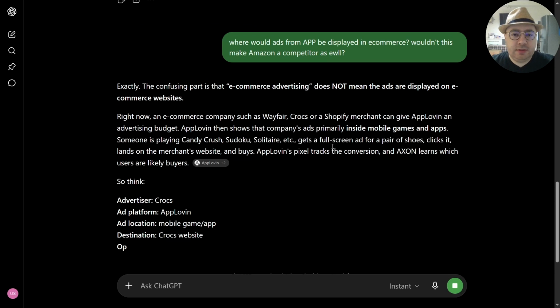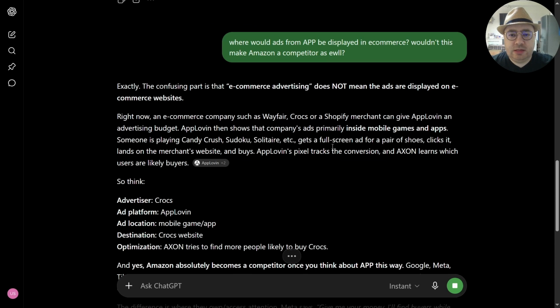Exactly. The confusing part is that e-commerce advertising does not mean the ads are displayed on e-commerce. Okay, makes sense. Right now, e-commerce companies such as Wayfair, Crocs, or a Shopify merchant can give AppLovin an advertising budget. Okay, still inside mobile games. So the ads it shows are primarily inside mobile games and apps, inside Android apps and iOS probably as well.